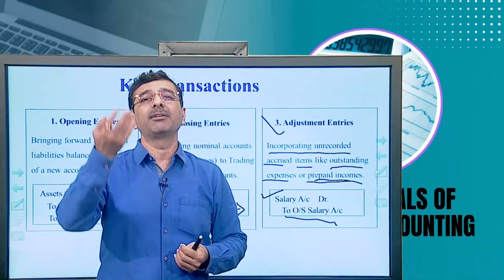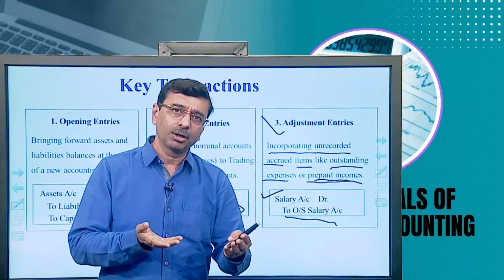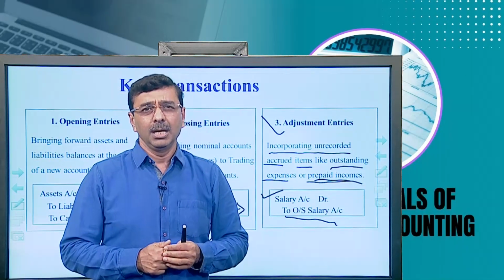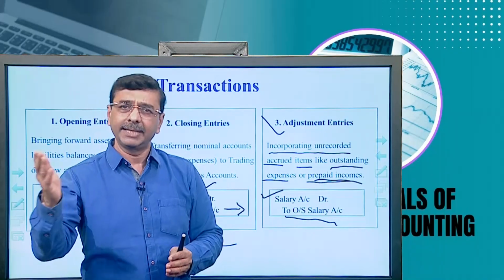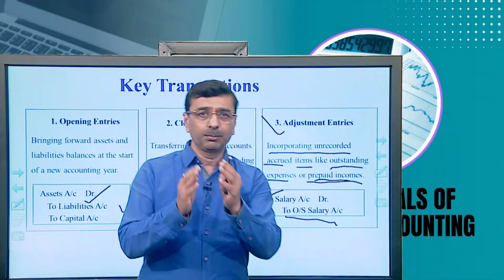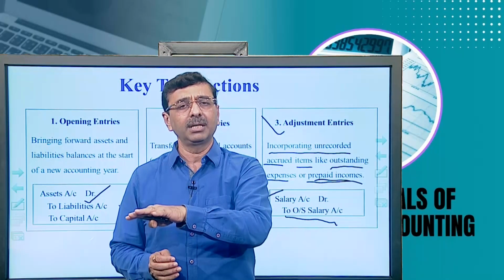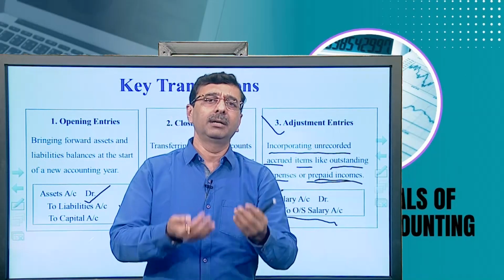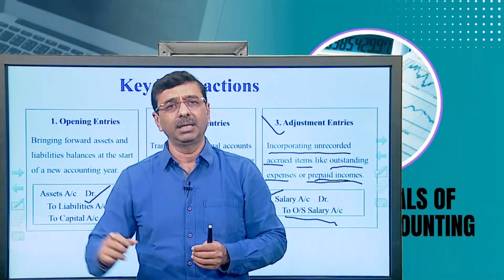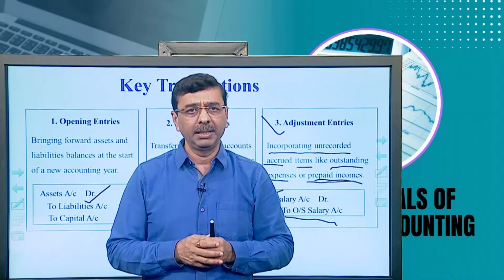Income received in advance, that means the income received in advance, it's a liability, and it has to be deducted from the income because it's not a current year income. So the received income in advance, income account is debited, and received income in advance account is credited. So income account will be debited.